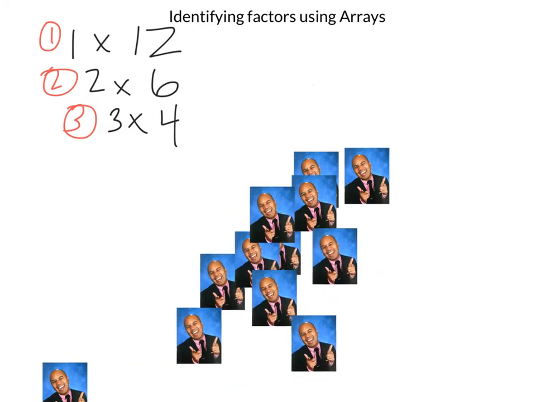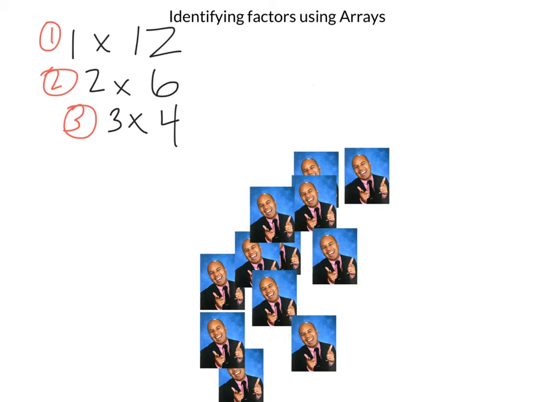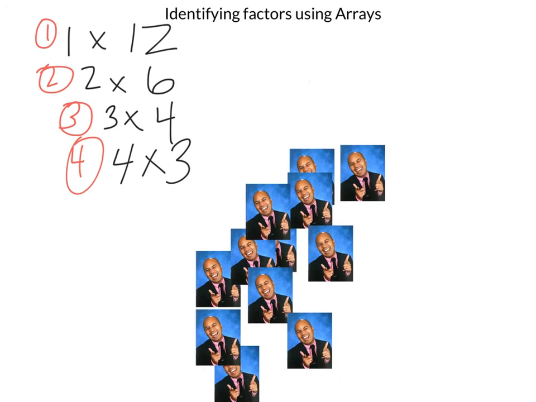Okay. Now what we have here, we've got 3 different arrays. If we want to do 4 rows of 3, because we know that it's backwards, we can also write that down. So our fourth one would be 4 rows of 3. And we know that we can't do 5, so in total, we've got 4 arrays here.